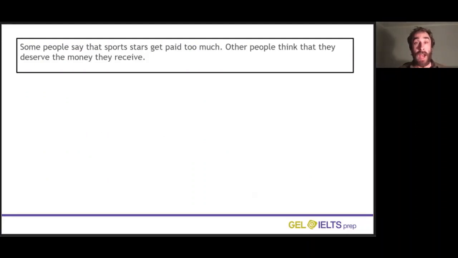So let's think about how we can paraphrase the question for our introduction. Let's look at this question again, and again, let's identify those keywords. Sports stars get paid too much. They deserve the money they receive. So we're going to take this idea and use our own words to express a similar meaning.